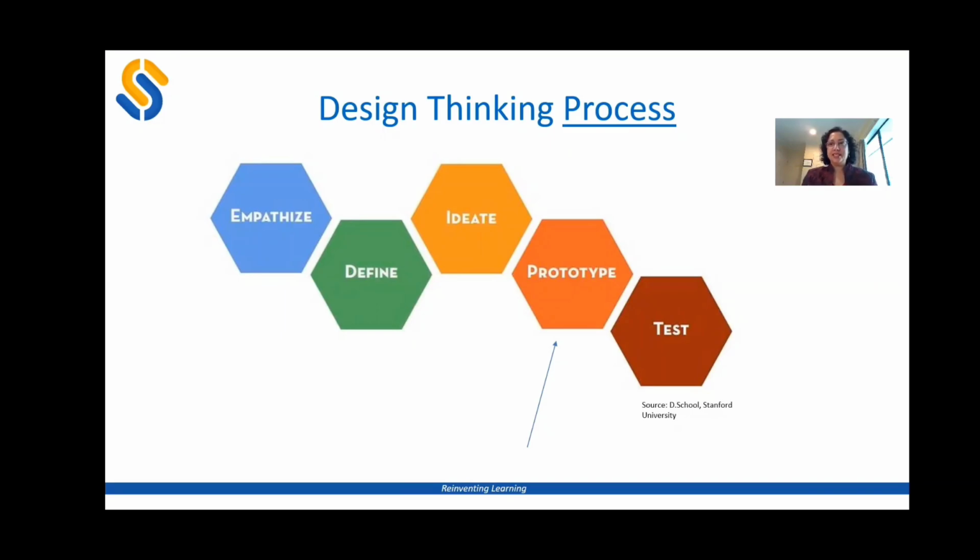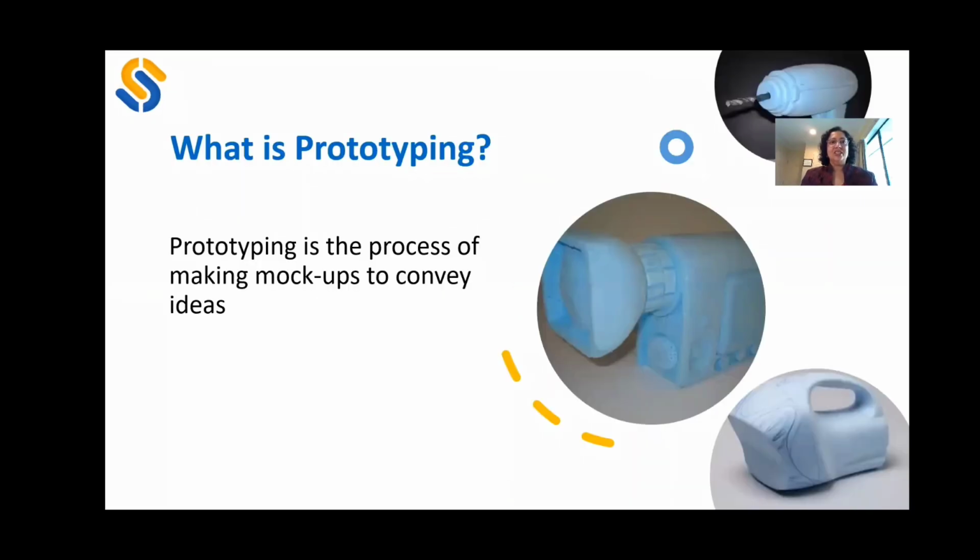So what is prototyping? Prototyping is the process of making mock-ups to convey ideas. So the main purpose is to get your idea across and get feedback. Okay, and there are different types of prototyping, and there's different purposes for prototyping, and I'll talk about them.